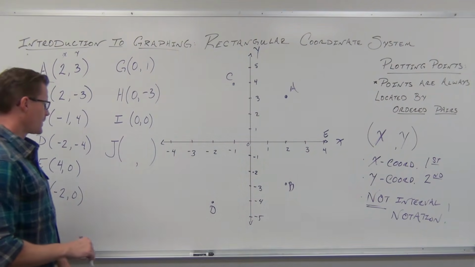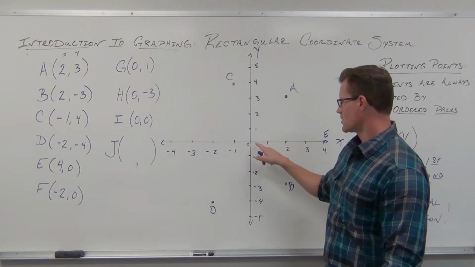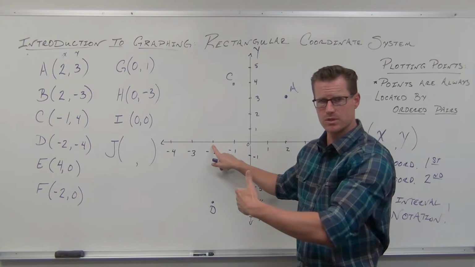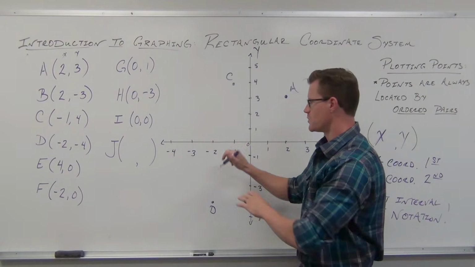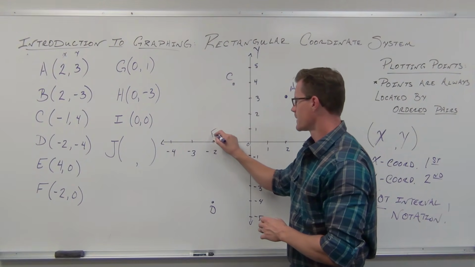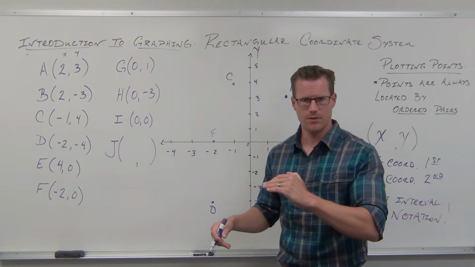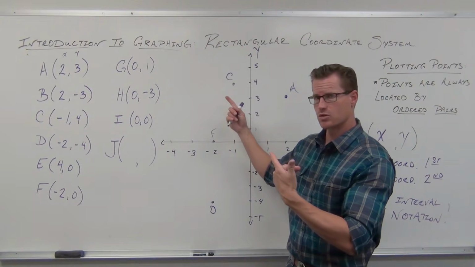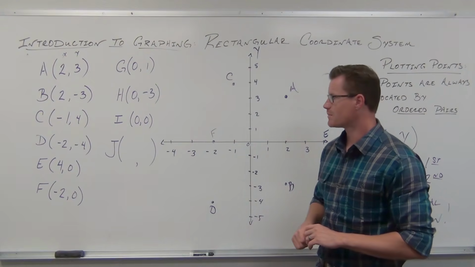Let's talk about F. F says something similar to E. It says, hey, I want you to go to negative 2 on the x-axis, but I don't want you to go up or down. I want you to stay at 0. 0 is the number that splits positive y values from negative y values. So we're going to label that F. It's not in quadrant 2, and it's not in quadrant 3. It's right in the middle of that, because we don't have a positive y putting us in quadrant 2, and we don't have a negative y putting us in quadrant 3. It's on the x-axis still.